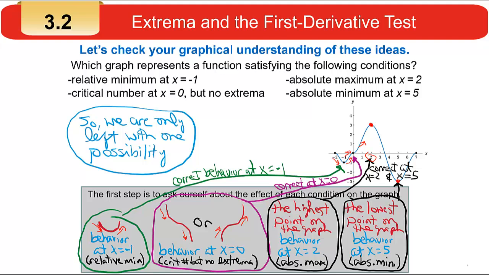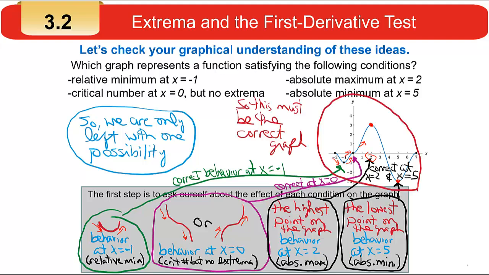So this is one of those detective problems where you take the clues, the conditions, and you work your way through and eliminate all the suspects until you're left with just the one that can possibly be right. It's actually sort of fun. So the fourth graph is definitely the correct answer.